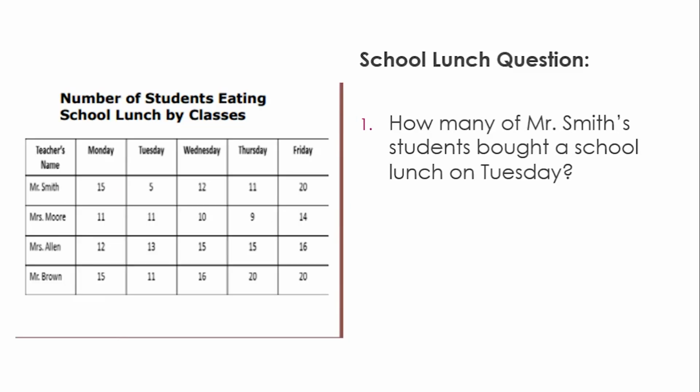School lunch. How many of Miss Smith's students bought a school lunch on Tuesday? So we're going to look for the name Miss Smith, and we're going to look at Tuesday. And so this graph is telling us how many students bought lunch on Tuesday, and the number is 5.